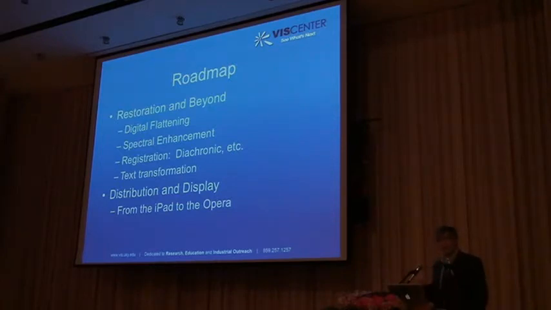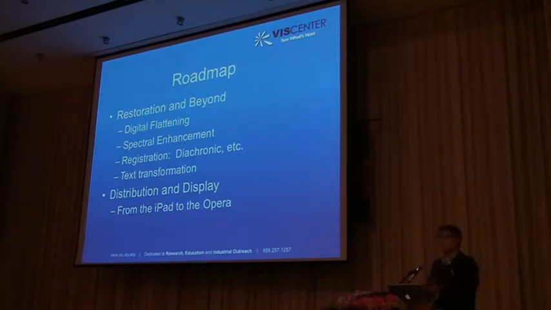Talk about digital flattening. We saw a little bit of that in the video. Spectral enhancement. We already looked at a little bit of that as well in the first talk. And then we're going to talk about registration. Registration is aligning things, like if you align maps with a satellite image, or what he calls diachronic registration, which is through time.